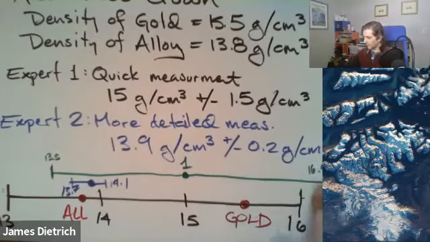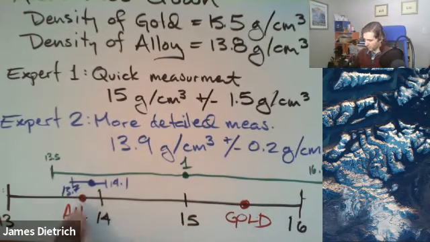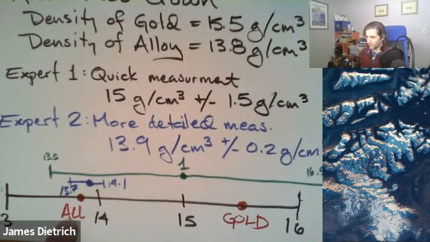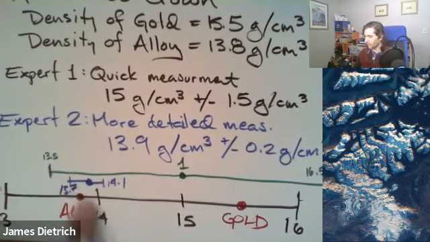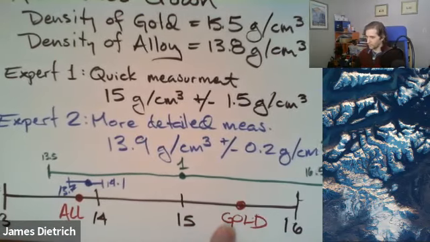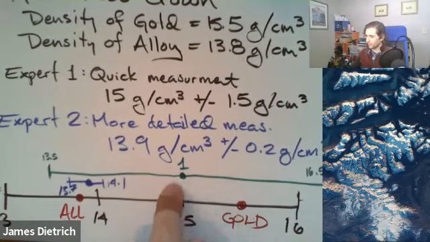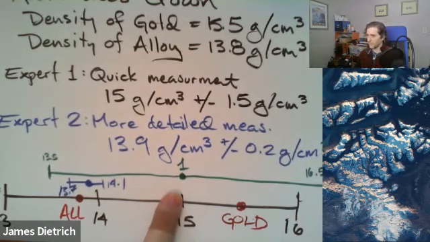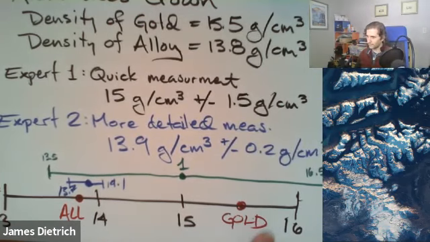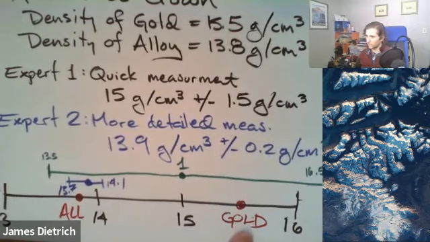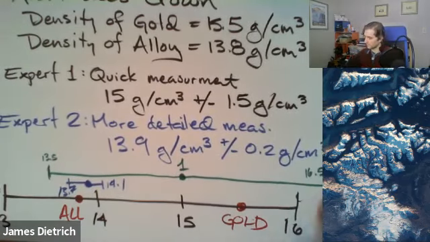But if we take into account the error bar on that measurement, that error bar actually encompasses all the way down to the density of our alloy and the density of our gold. The only thing that we can say about this measurement is that we can't be confident that it's either one. There's an equal chance that it's alloy or an equal chance that it's gold, because it's within those error bars.